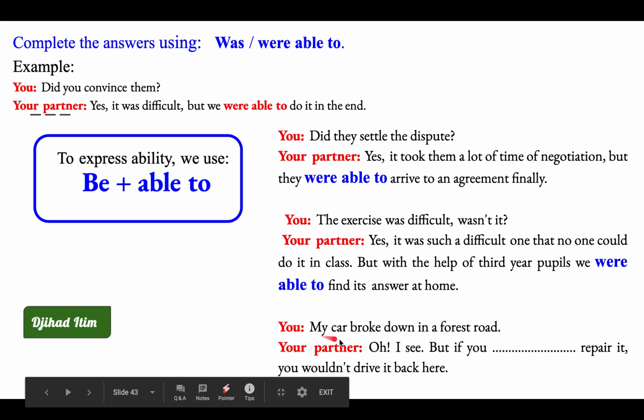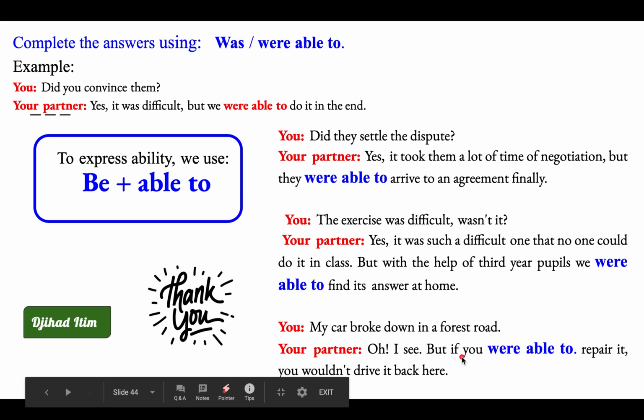Third, my car broke down in Forest Road. Oh, I see. But if you were able to repair it, you wouldn't drive it back here. If you were, okay? So, were able to.